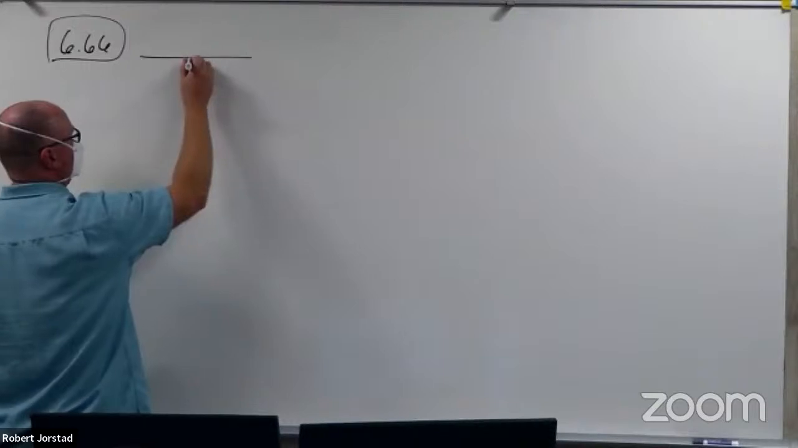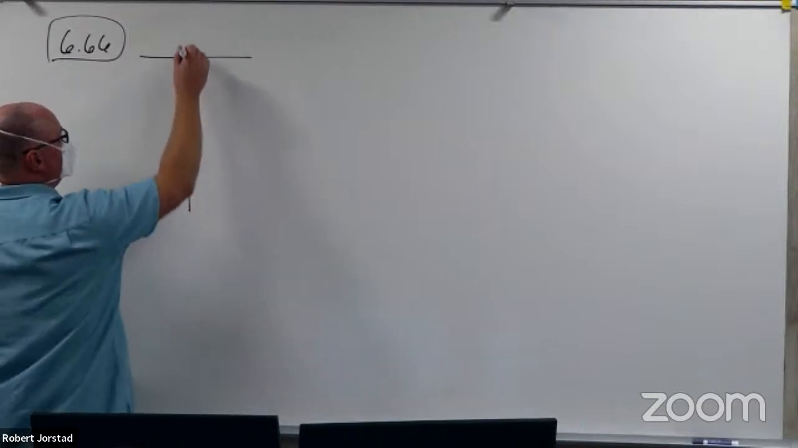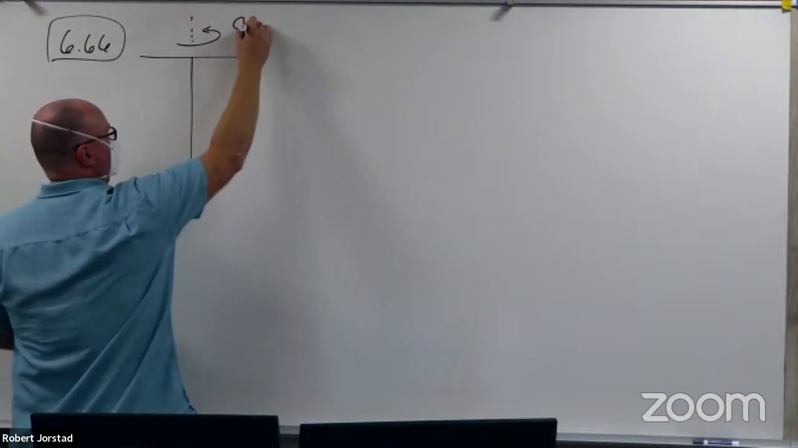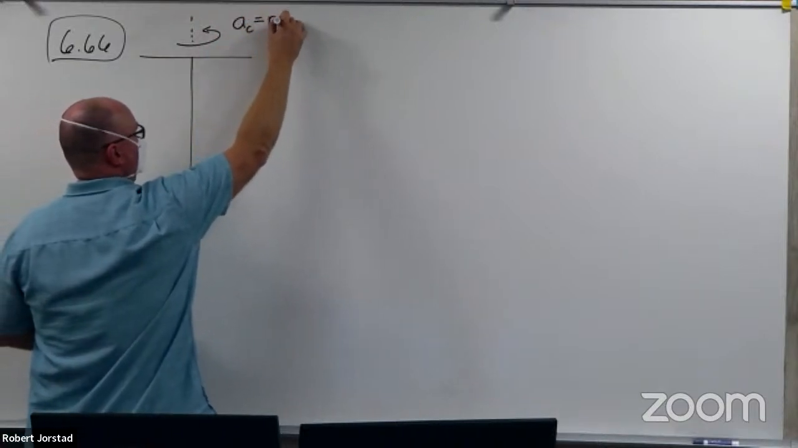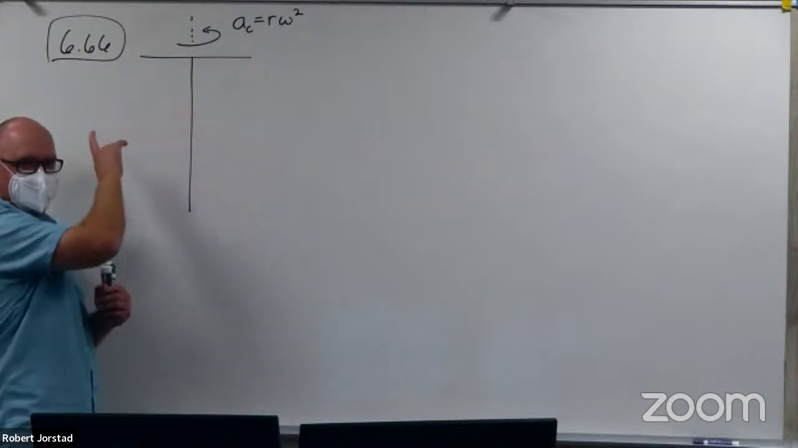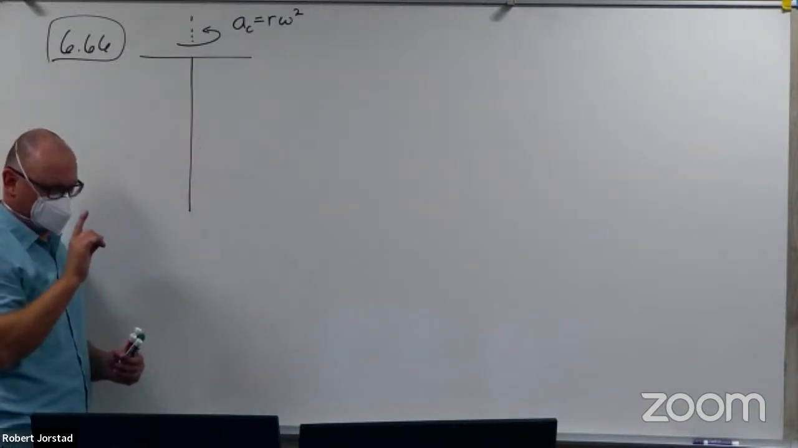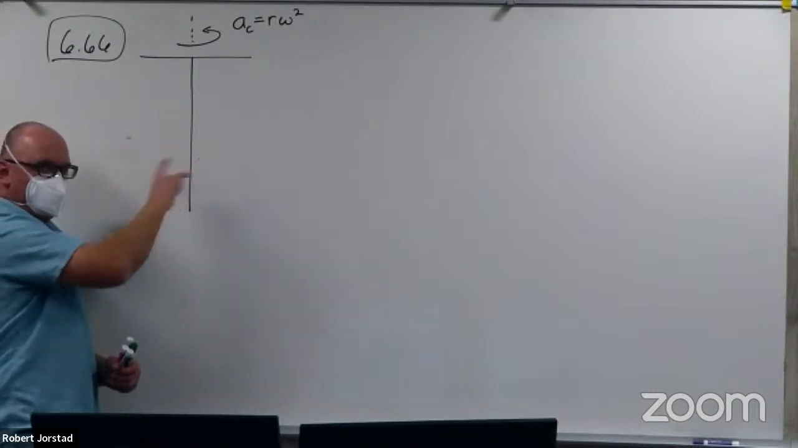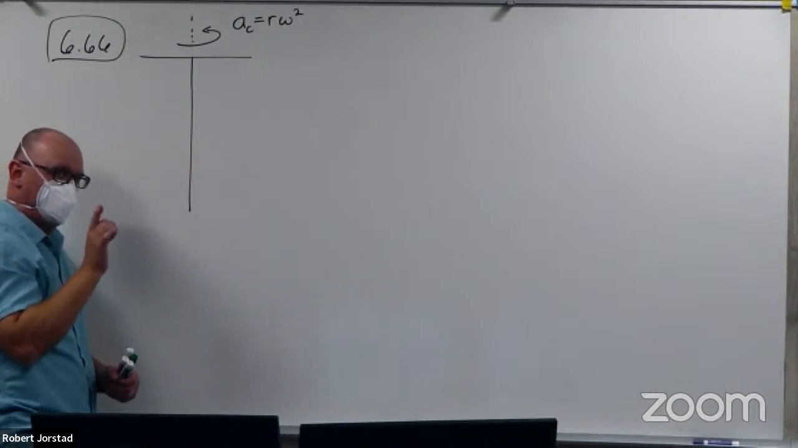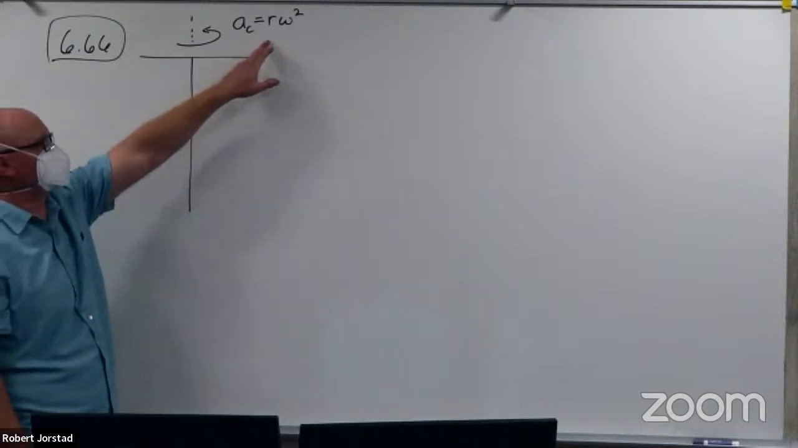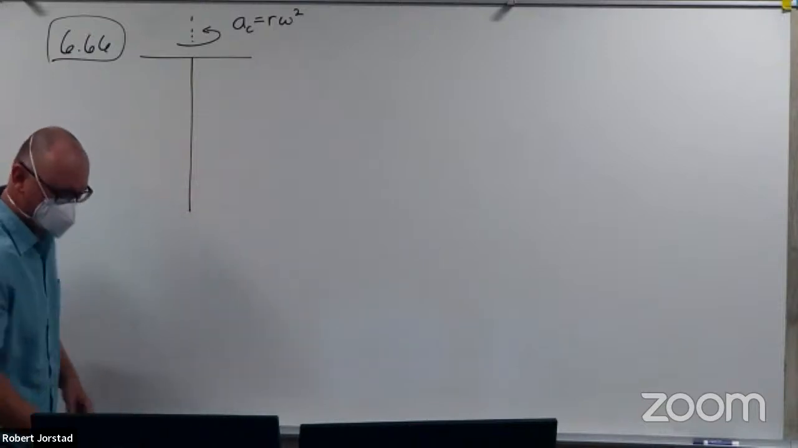Okay, we've got this weird thing that looks like this. It's rotating. In this one, I actually like using AC equals R omega squared. Now let me tell you why. When this thing rotates, do you agree all the different masses have the same RPMs? They're all rotating the same number of times per second, but they don't all have the same velocity. So in that type of situation, I like to do AC equals R omega squared.